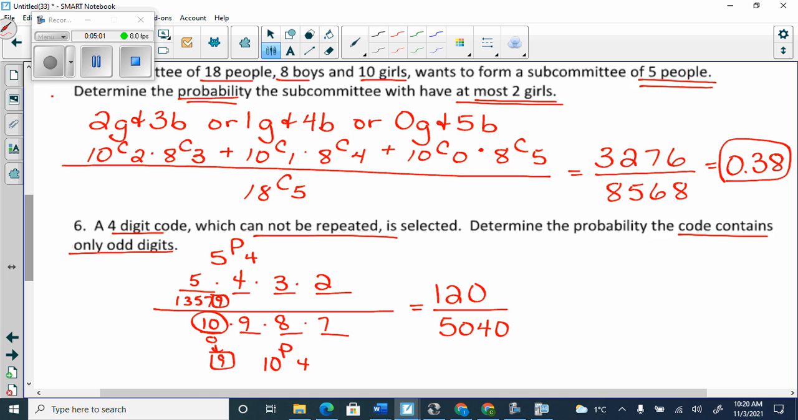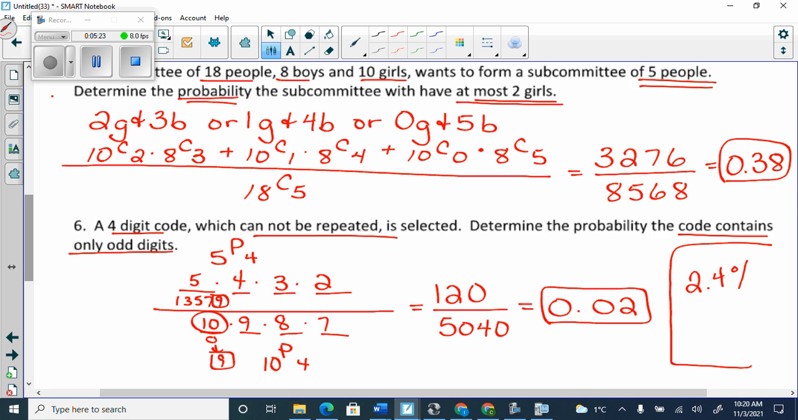So 120 divided by 5,040. And I get 0.02, if I say probability to the nearest hundredth. If I said to the nearest tenth of a percent, I would take that, times it by 100, and I would get 2.4%. So that's if I said nearest tenth of a percent.